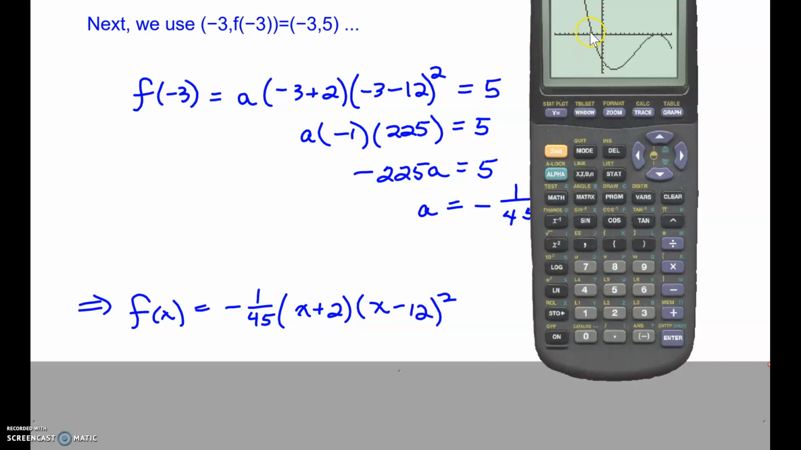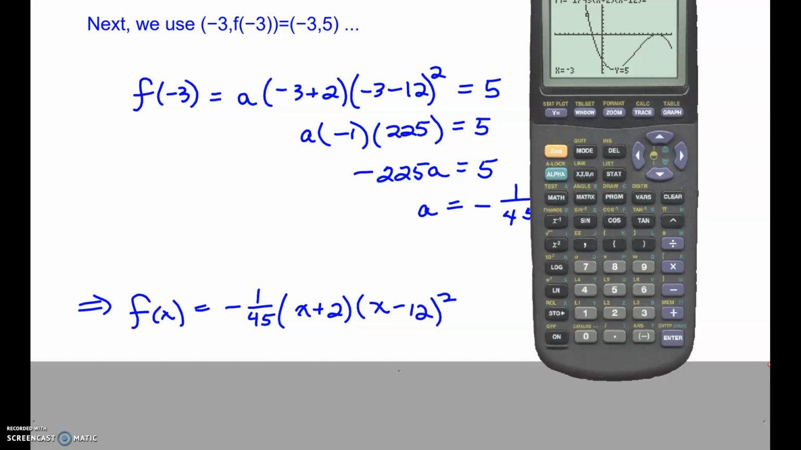Okay, there we go. So we see that it is crossing here at -2. It looks like 12 here. If you want to verify, just hit trace and put in 12. And yes, it confirms that that's 0. The other thing we could do as a check for ourselves is make sure that (-3, 5) is on there. So if I put in -3, it does confirm that my y value is 5.